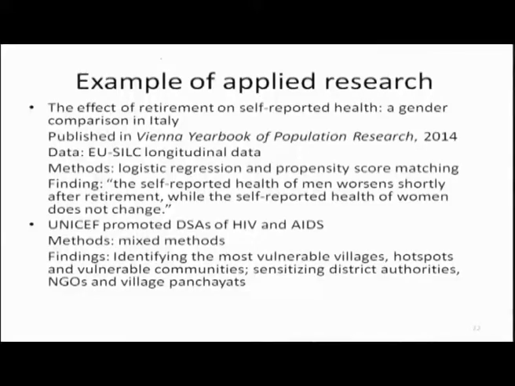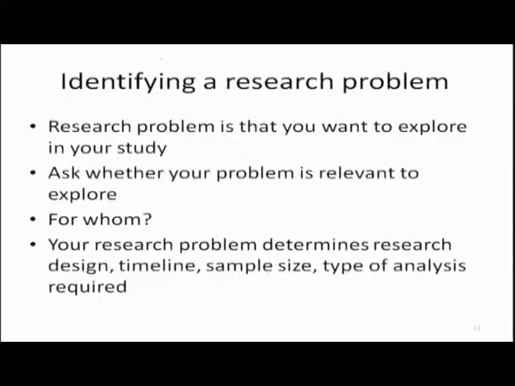Some other examples of applied research: what do applied researchers produce? There was a paper on the effect of retirement on self-reported health, a gender comparison in Italy. It was published in the Vienna Yearbook of Population Research in 2014, and the finding was quite interesting. The self-reported health of men worsens shortly after retirement, while the self-reported health of women does not change. Similarly, UNICEF promoted district situation analysis of HIV/AIDS. We will come to some of these points later. These are examples of applied research.